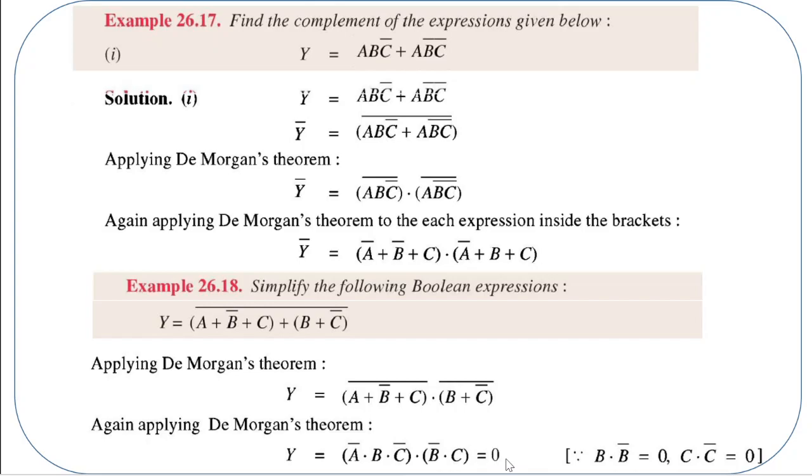Okay, so this is how you simplify Boolean expressions by using De Morgan's theorem and all other single variable and multivariable Boolean theorems. So with this we come to the end of module 4. Thank you.